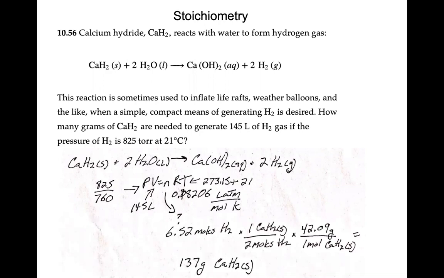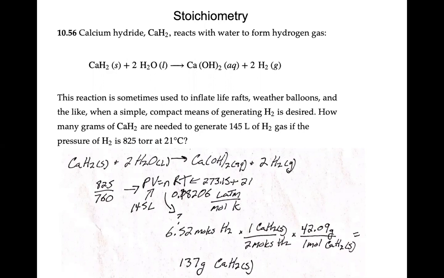And then I'm just looking back to the balanced equation and asking, okay, how many grams of the reactant would I need? I've used the ideal gas equation to see that I need 6.5 moles of it. 1 mole of the reactant gives me 2 moles of the product. The reactant is 42 grams per mole. That will tell me how many grams I need of the reactant. This is now connecting again PV equals nRT with moles and stoichiometry.